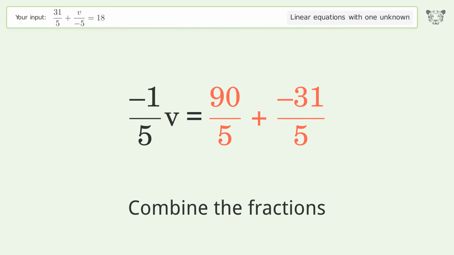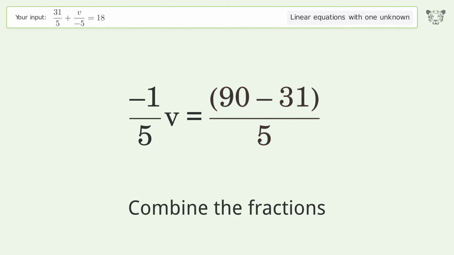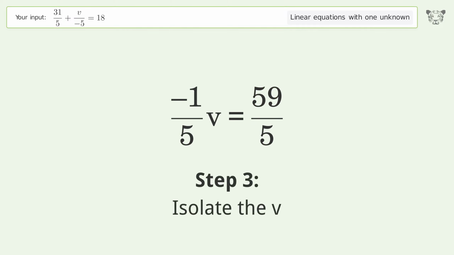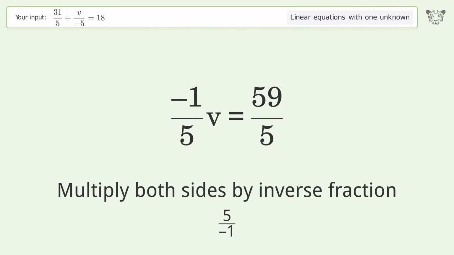Combine the fractions. Combine the numerators. Isolate the v. Multiply both sides by inverse fraction 5/-1.